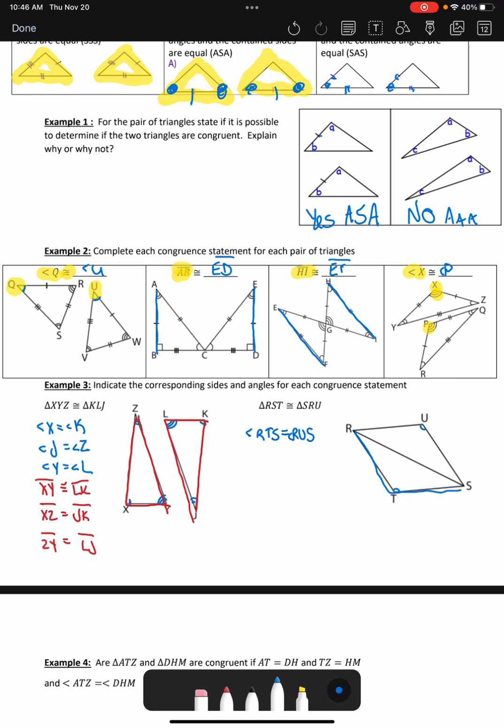Okay, let's try our next one. I'm just going to erase this line here that I drew. Now this is where it gets a little trickier. So angle R is actually congruent over here with angle S. So we're going to call that TRS is equal to angle USR. So those are going to be congruent.